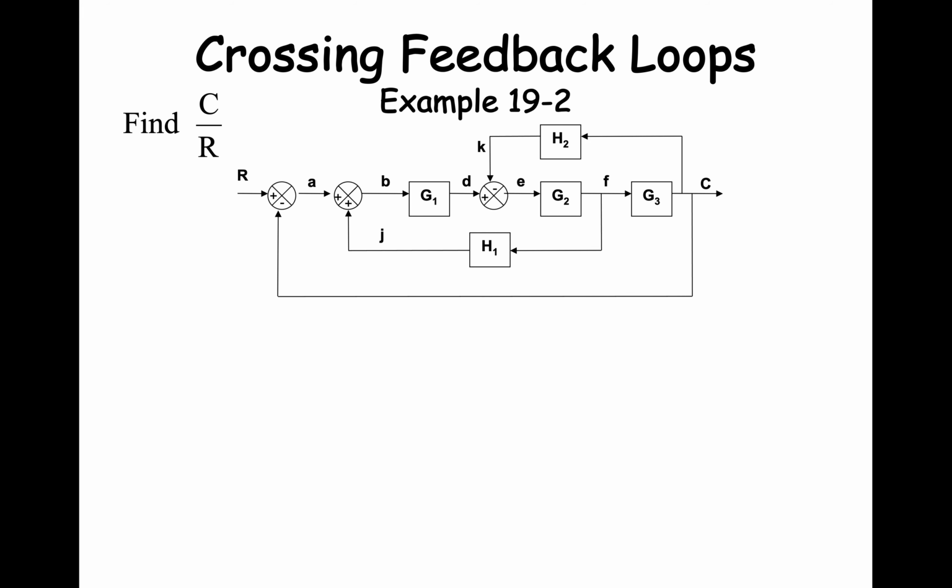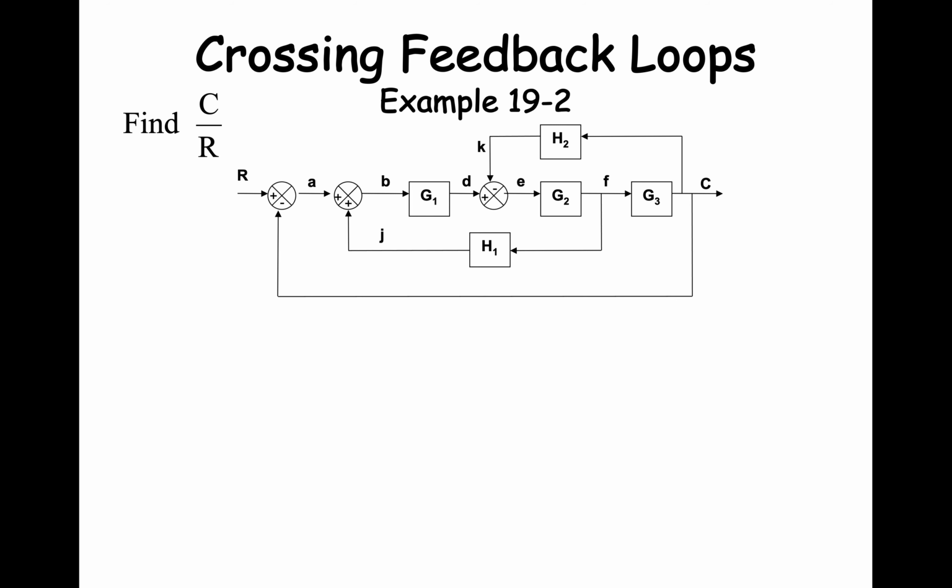Here is a block diagram that has an inner loop with G1, G2, and H1, and a secondary loop that includes G3 and a feedback line without a transfer function. There is also one feedback line that includes H2, which intersects the inner loop. The task is to find the overall transfer function C over R.